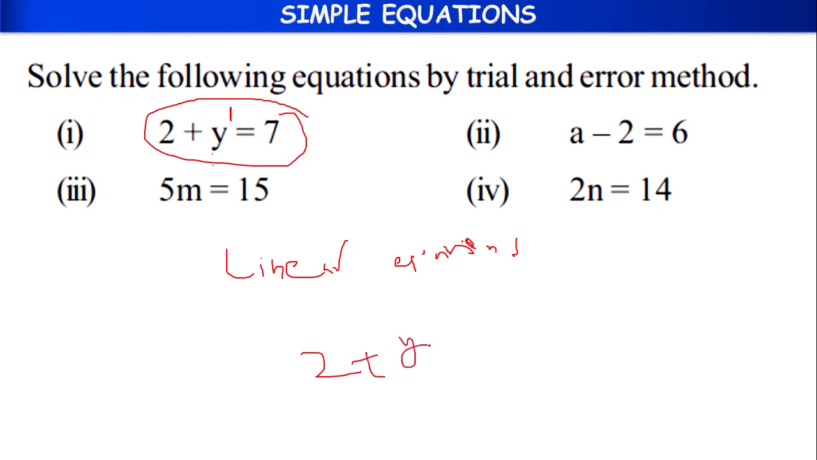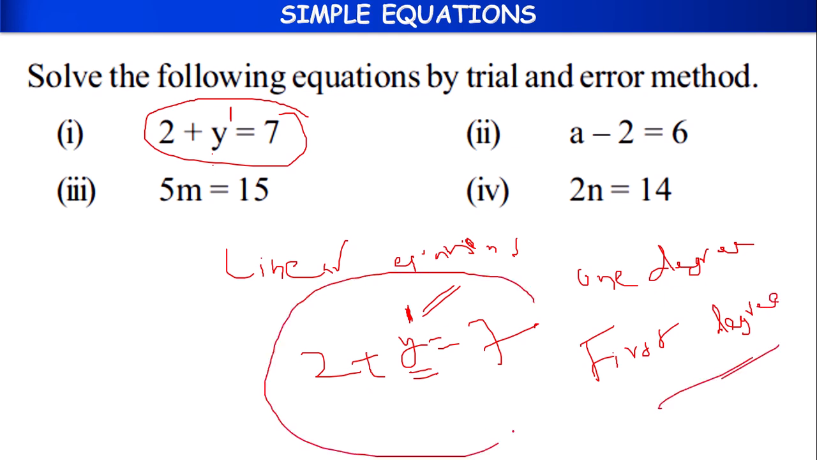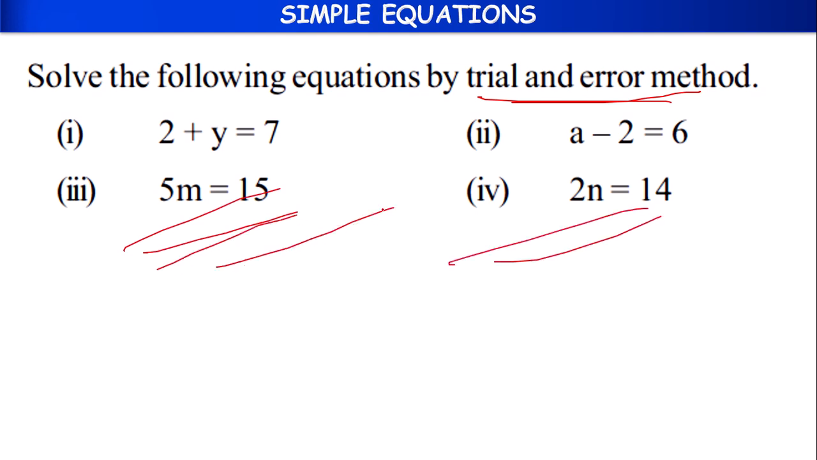Because here, 2 plus y equal to 7. What is the power of the variable? y is appearing only one time, so the power of the variable is 1. So, it is an example of a first degree equation, in which the highest power of the variable is 1, which is also called a linear equation. Now we have learnt about applying the trial and error method for linear equations.